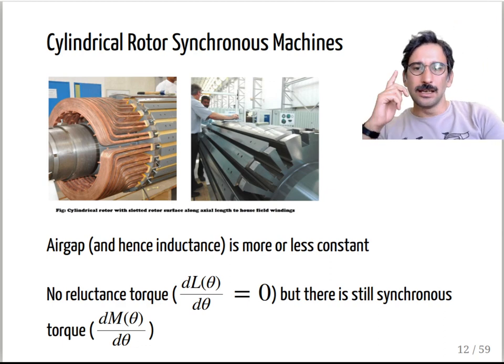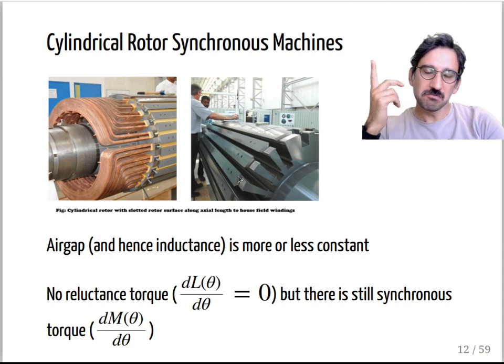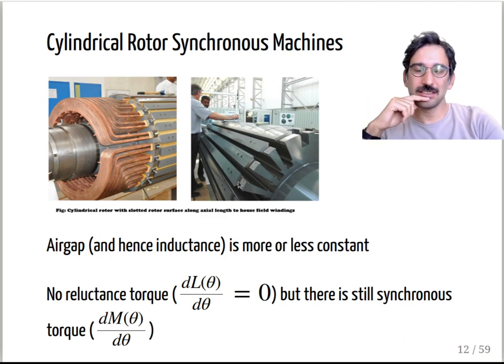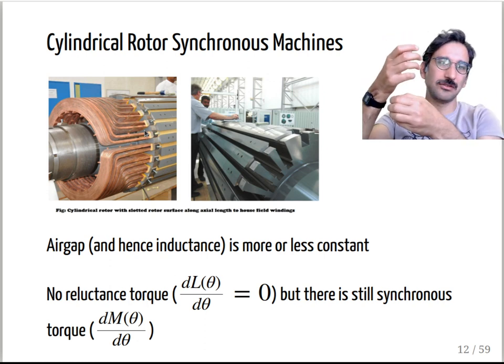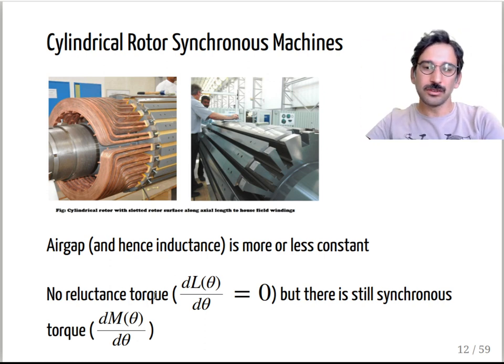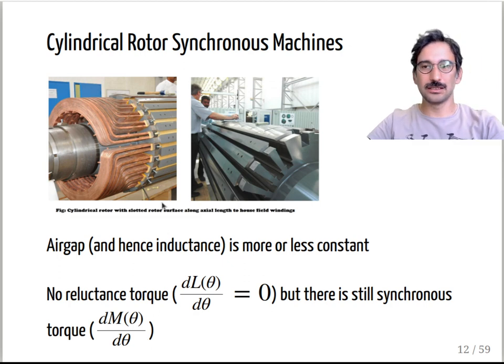As you know, the air gap is constant. There is not much inductance difference from the reluctance point of view. But this is a mutually excited system, so you still have the rotor coil. Due to the mutual inductance, it will try to align itself with the stator MMF. There is no reluctance torque, but there is still synchronous torque. So dL/dθ can be zero in these machines, but you still have the mutual inductance variation.